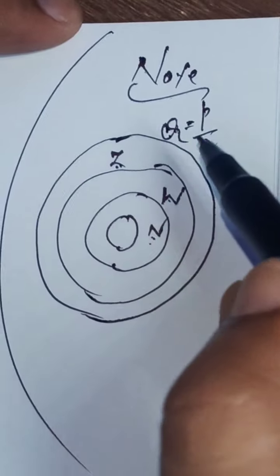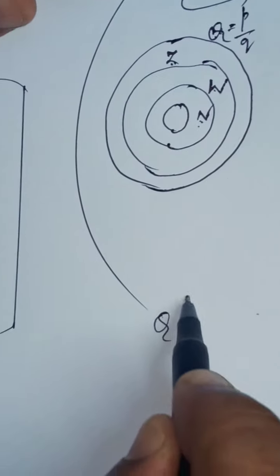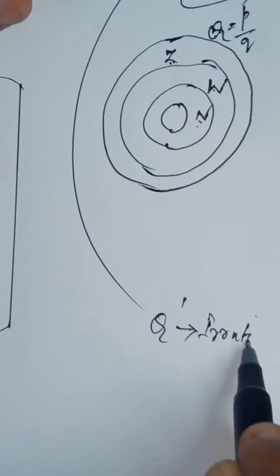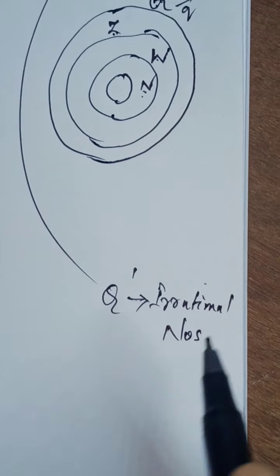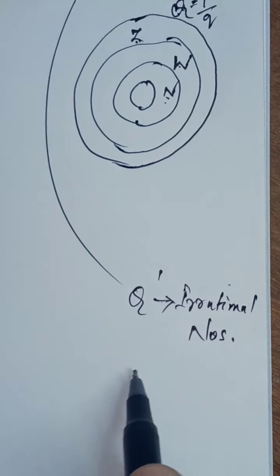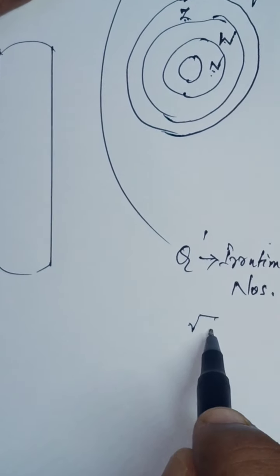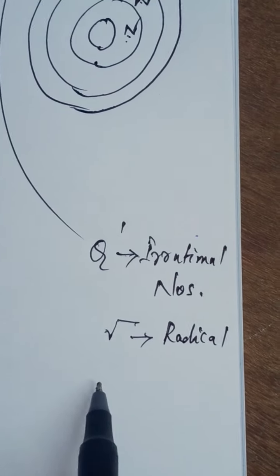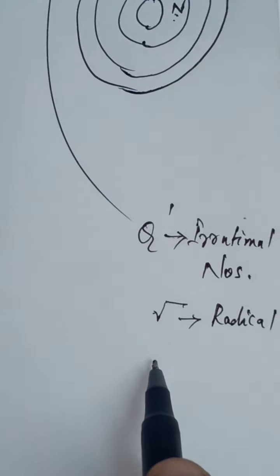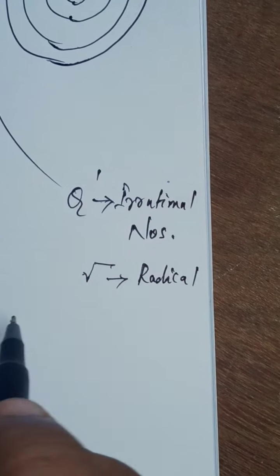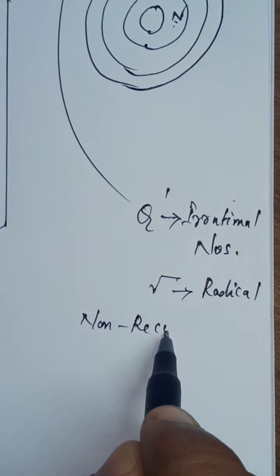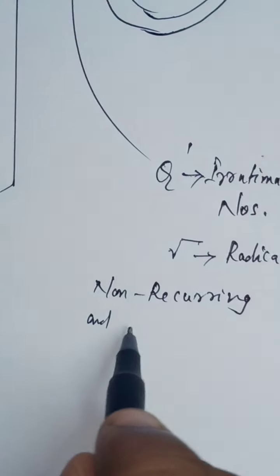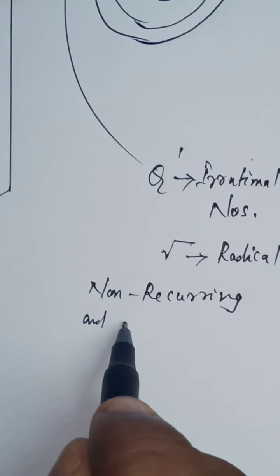Next one, irrational numbers, represented by the letter Q dash. The complement of Q is irrational numbers. Already I have taught about irrational numbers. A number which has the radical sign is an irrational number. At the same time, a non-terminating and non-recurring, non-repeating decimal is also an irrational number.